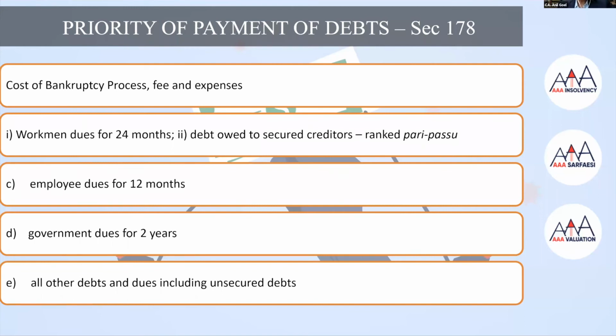Second priority is the workmen dues for 24 months and the debt owed to secured creditors, and workmen and secured creditors will rank pari passu. Third priority, employees dues for 12 months. Fourth priority, government dues for 2 years. Last is any other debt due, including unsecured debt. So the only difference that we have seen is that the unsecured creditor has moved below the government, whereas in section 53, unsecured loan was above the government dues. That's the only difference in the priority of payment.